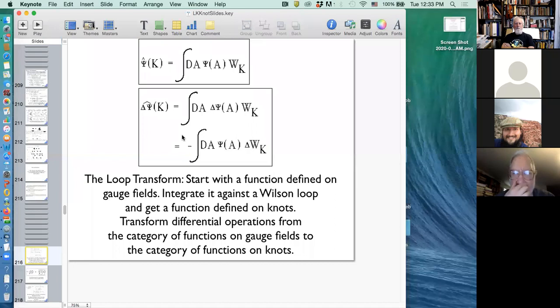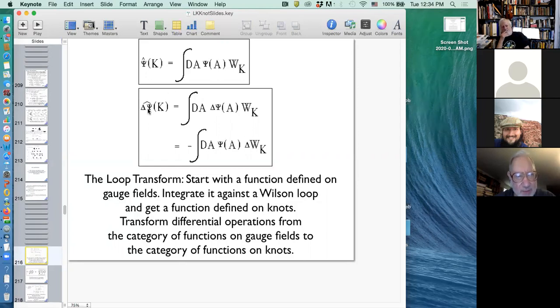A while back, remember, I was telling you that people doing loop quantum gravity back in the 90s, Smolin and Rovelli, had the idea of defining a kind of generalized transform, which goes like this. You have some function of a gauge field, and you integrate it over all gauge fields against a Wilson loop evaluated on that gauge field. Now, that isn't their idea. That's Witten's idea, where he took a specific function of a gauge field, the exponentiated Chern-Simons Lagrangian. But these fellows said, let's think of this as a kind of Fourier transform that takes you from functions on fields to functions on knots.